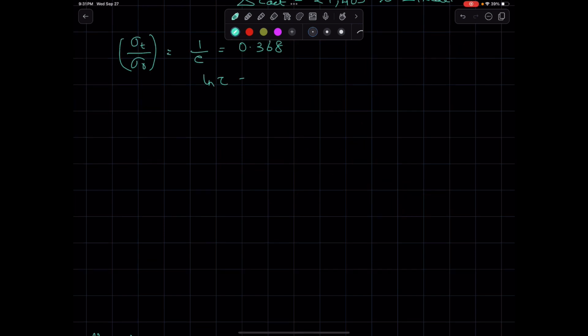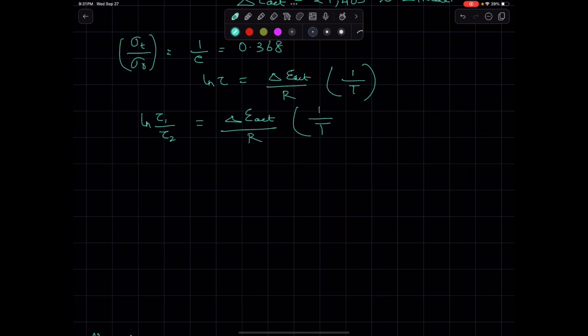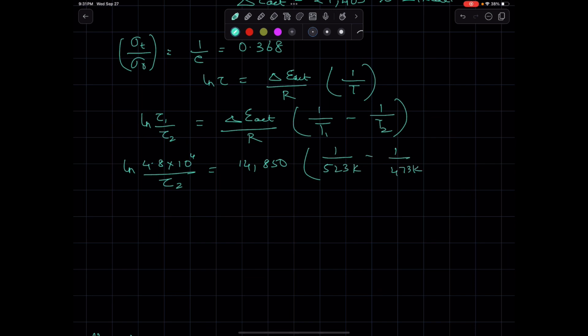So ln tau equals delta E activation over R times 1 over T. So we can say ln tau 1 over tau 2 equals delta E activation over R times 1 over T1 minus 1 over T2. Plugging in the values, ln 4.8 times 10 to the power 4 over tau 2 equals 14,850 times 1 over 523 Kelvin minus 1 over 473 Kelvin, which is 200 degrees centigrade.